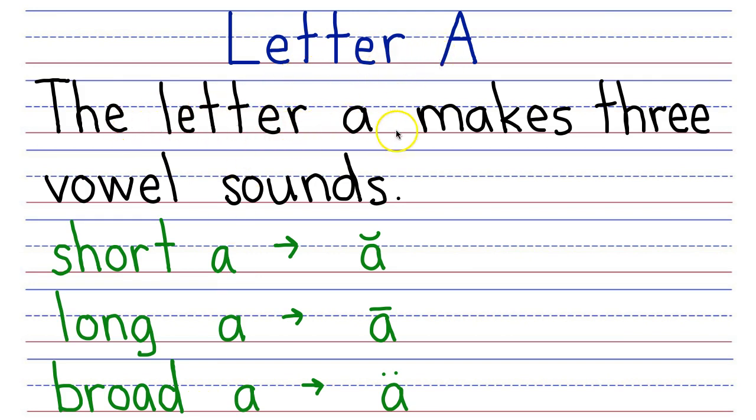The letter A makes three vowel sounds. It makes a short A sound, ah, which looks like this in a dictionary. It makes a long A sound, a, which looks like this in a dictionary. And it makes a broad A sound, ah, which looks like this in a dictionary. Let's say those three sounds. Ah, a, ah.